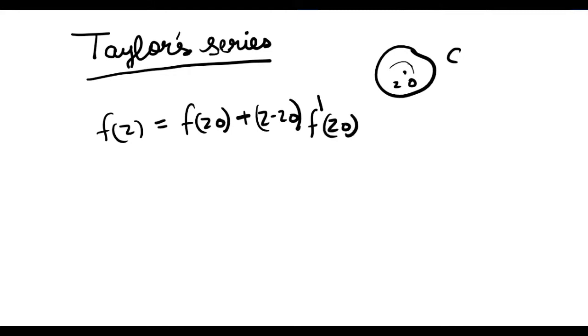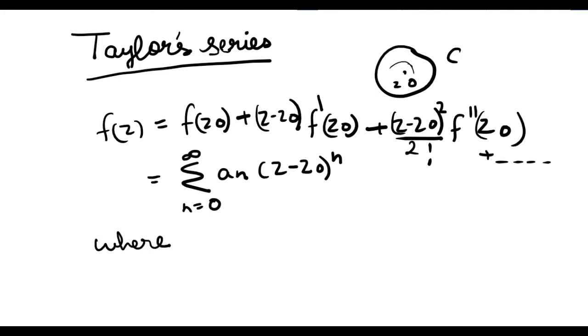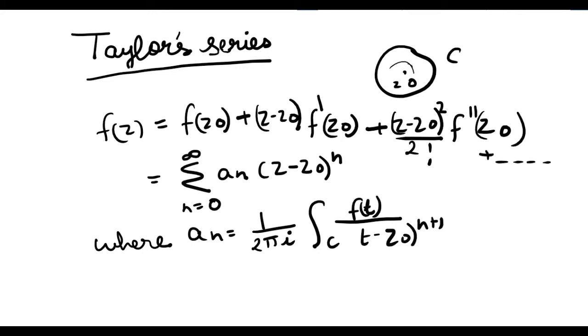This f dash is its differentiation, plus (z minus z naught) whole square upon 2 factorial into f double dash z naught, and so on, which is also equal to summation n is equal to 0 to infinity a_n (z minus z naught) to the power n, where a_n is equal to 1 upon 2 pi i integration f(t) upon (t minus z naught) to the power n plus 1 dt, which is equal to f^n(z naught) upon n factorial.